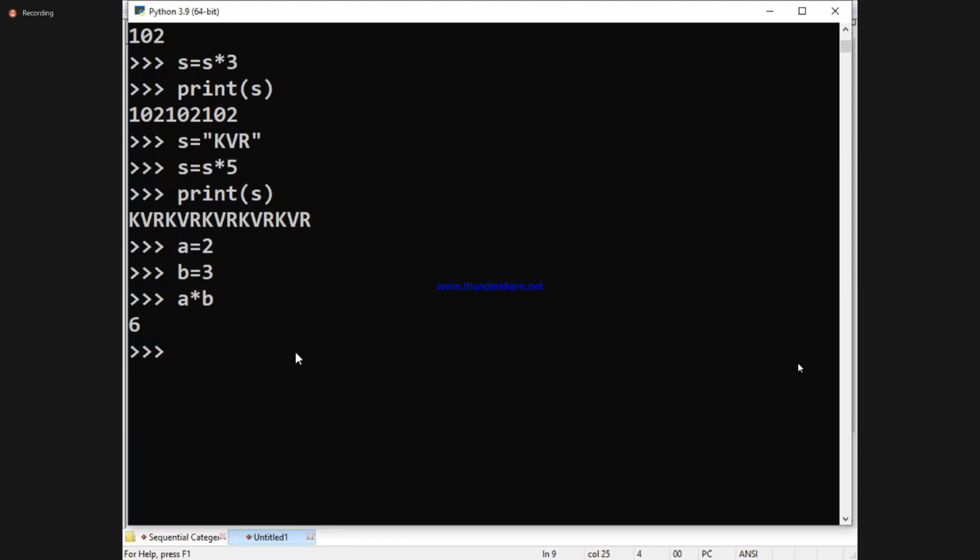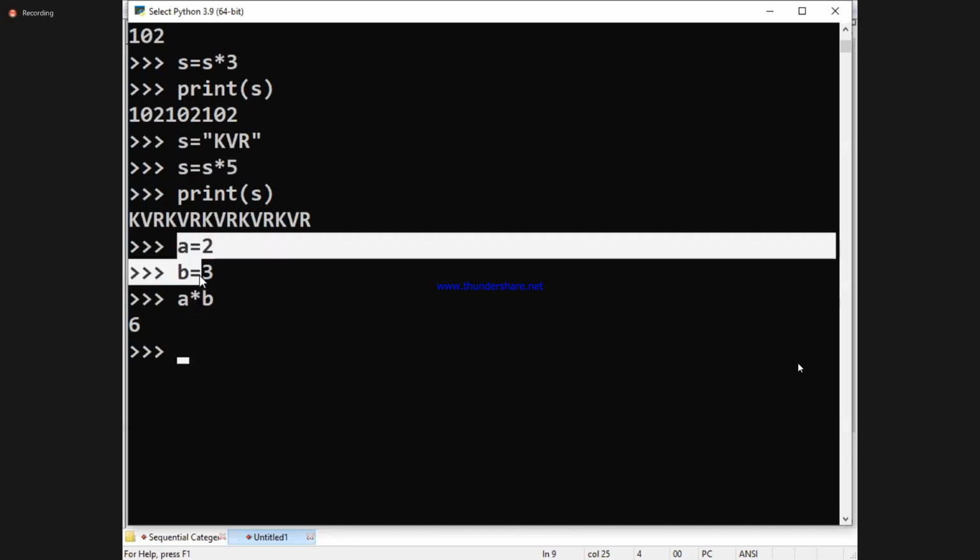Value is called 6. Whenever I apply the star operator with a string, the data will be repeated that many number of times. How many times? 5 times. When I apply the star operator between two numerical objects, you will get the multiplication. So the star operator is acting as a multiplication operator as well as a repetition operator. Are you following? Shall I move forward?